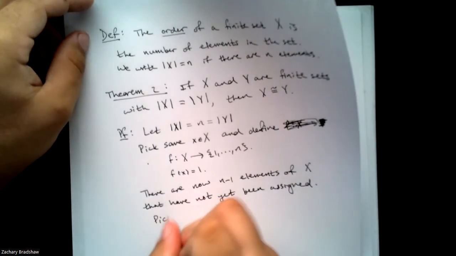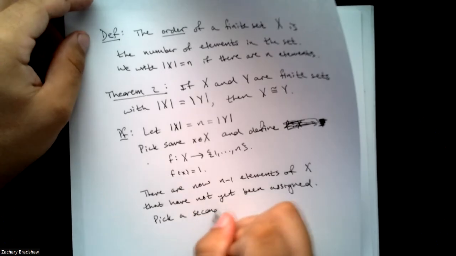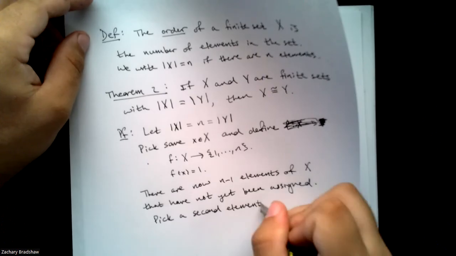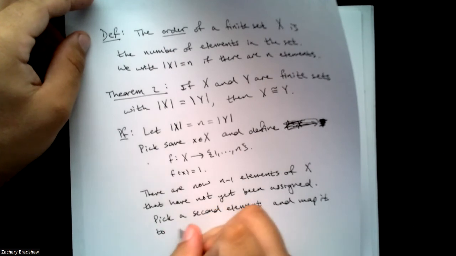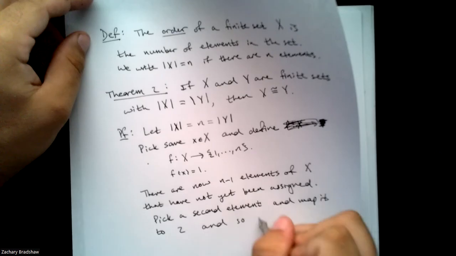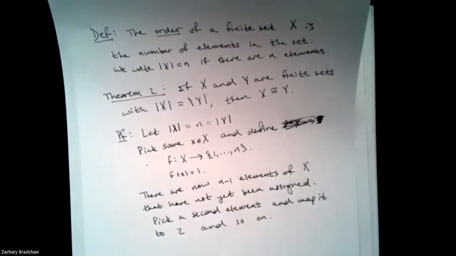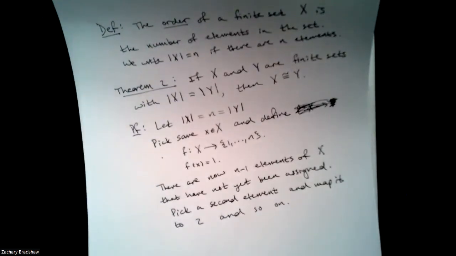Okay, so take another element. And we'll map it to 2, and so on. We'll keep doing this procedure until we eliminate all the elements in the set x. So this operation has to terminate because there's only finitely many elements in x. Okay, so the resulting map is a bijection since we've constructed it to be invertible, right? I sent x to 1 specifically. I sent the next element to 2 specifically, and so on. I can always just go right back.